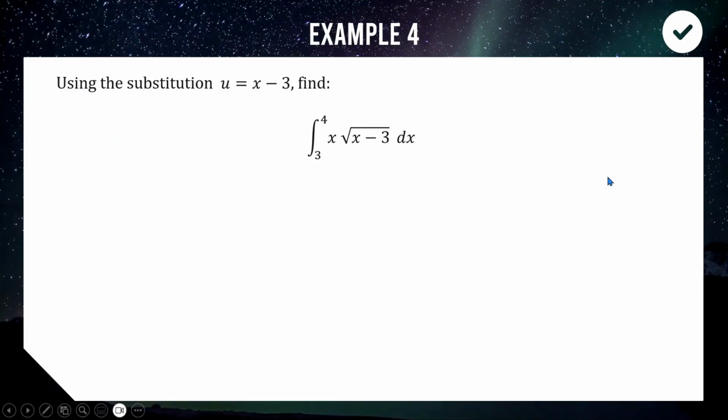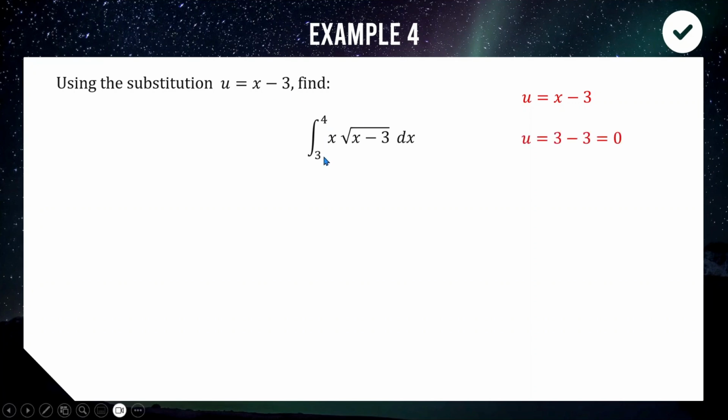So example 4 is pretty similar. We're integrating between 3 and 4. We have x times the square root of x minus 3, and our substitution is u equals x minus 3. Okay, let's start off once again with our du on dx. So, we're going to start with our limits just to mix things up.